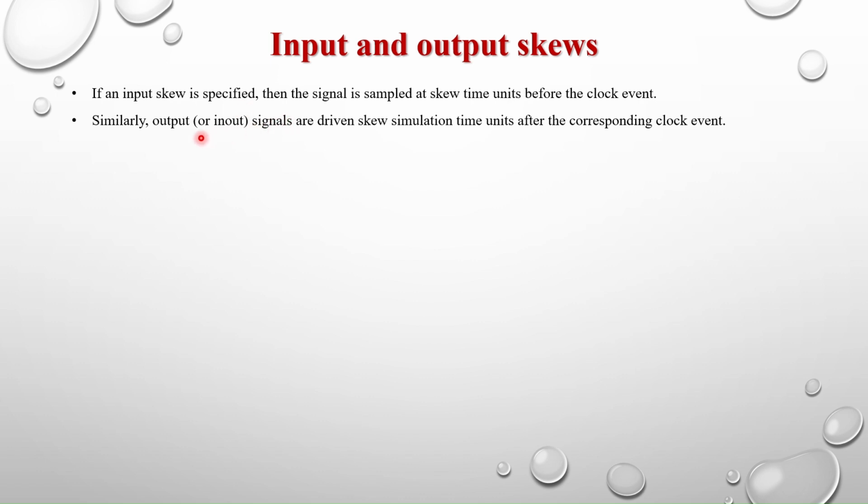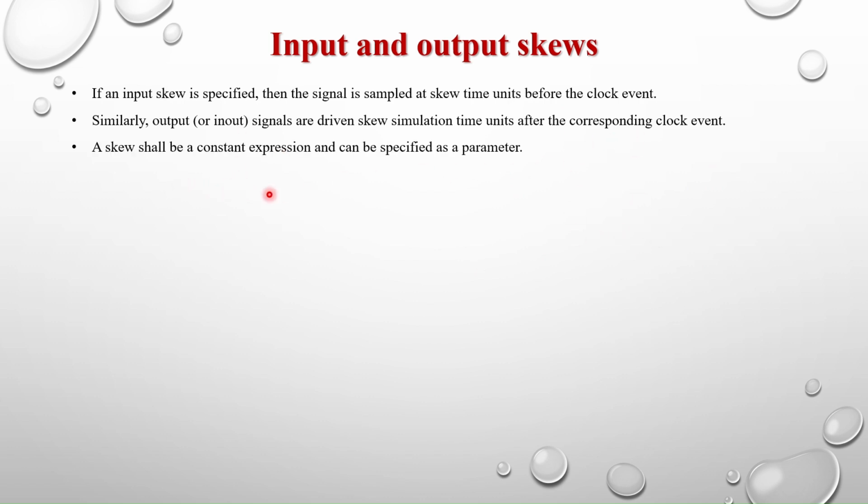Similarly, output or inout signals are driven skew simulation time units after the corresponding clock event. So input means before the clock event, output means after the clock event. Input will be sampled, output will be driven. Okay, before and after, you have to remember this. Input will be sampled skew time units before, and output will be driven skew time units after the clock event, from the posedge or negedge clock.